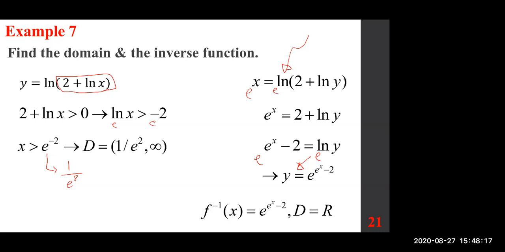numbers, which right away tells you this is the range for the original function, y equals ln of 2 plus ln x. Now, there's a lot of logs involved here. It's important that you pay attention and you get comfortable with this class, okay? It's extremely important that you do that. Okay, let's look at more interesting questions.